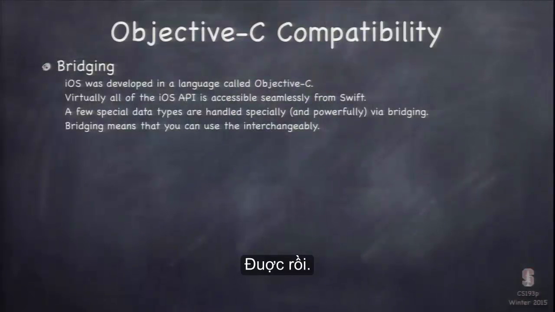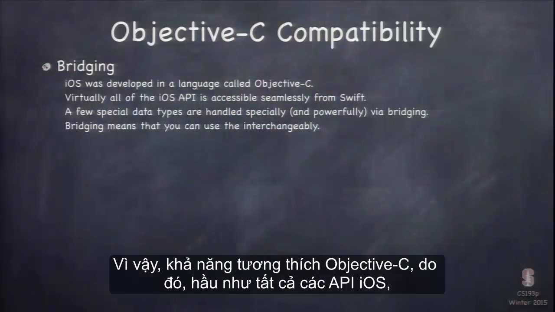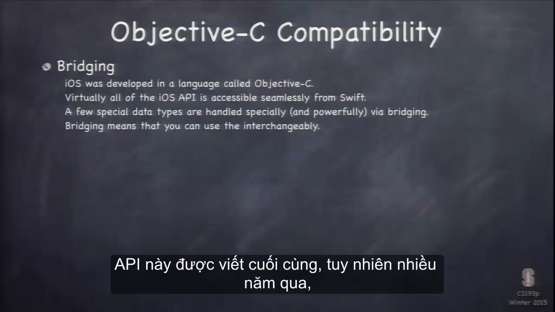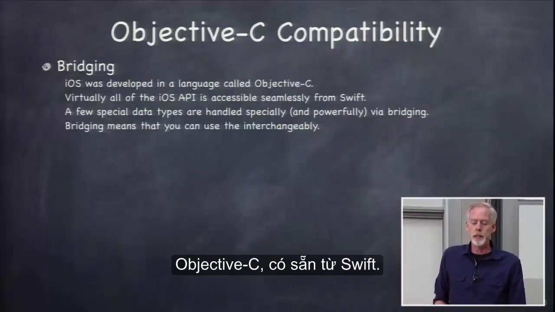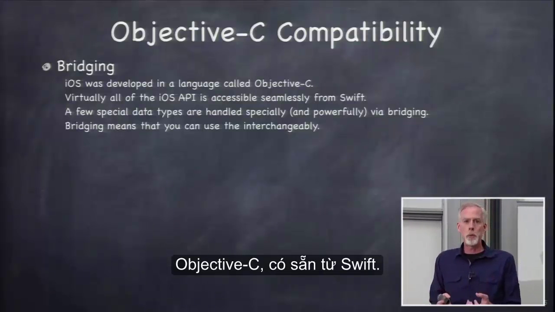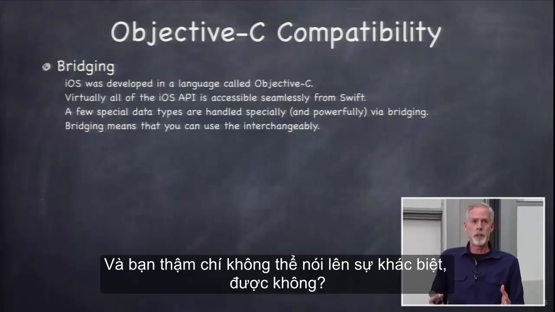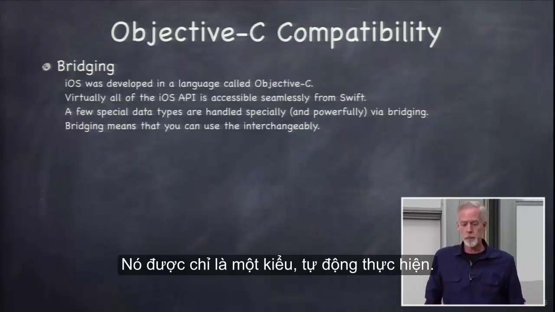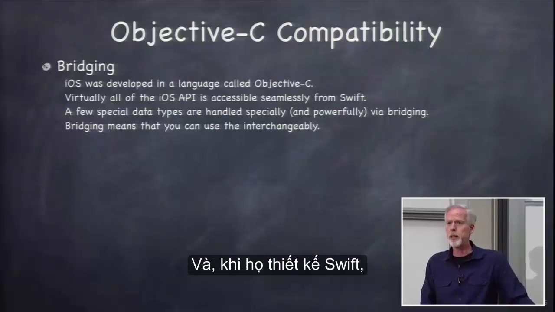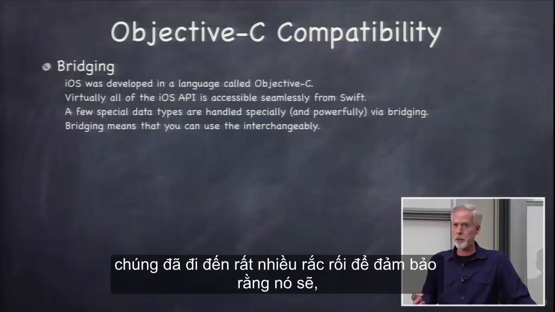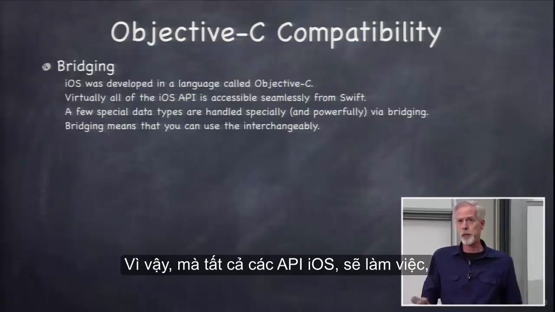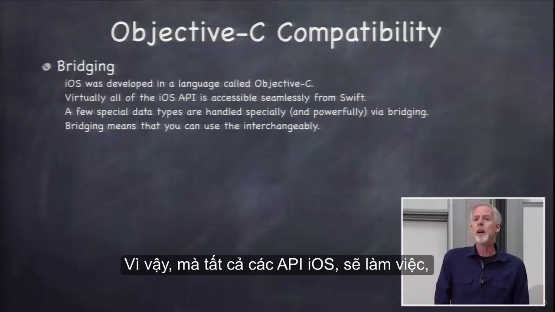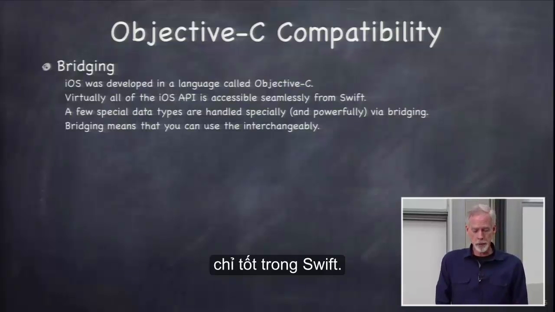Okay. So Objective-C compatibility. Virtually all the iOS API, this API that was written over the last however many years in Objective-C, is available from Swift, and you can't even tell the difference. Okay, it's just kind of automatically made available. And when they designed Swift, they went to a lot of trouble to make sure that it could be done in a very compatible way, so that all of the iOS API would work just fine in Swift.